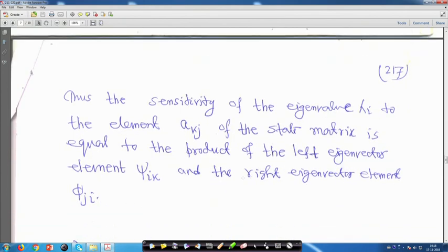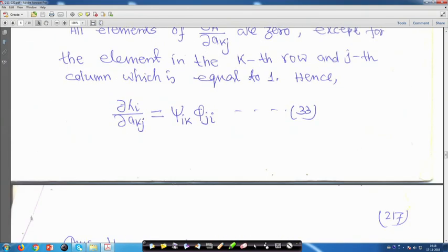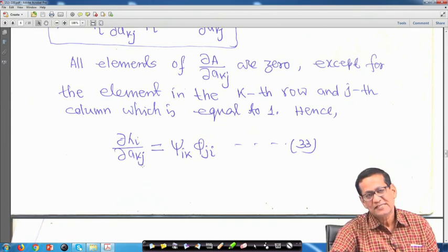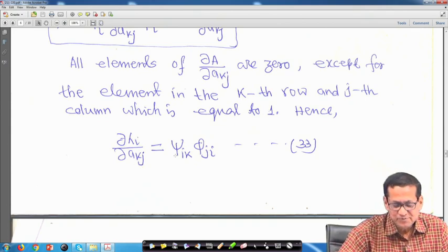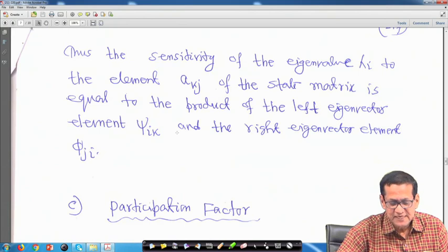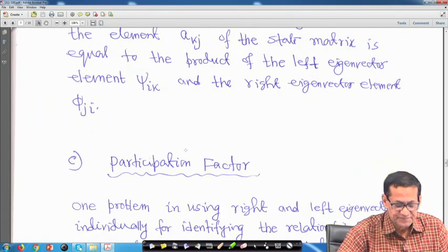Thus, the sensitivity of the eigenvalue λ_i to the element A_kj of the state matrix is equal to the product of the left eigenvector element ψ_ik and the right eigenvector element φ_ji. So, that sensitivity of λ_i with respect to that element A_kj is basically the product of the left eigenvector and the right eigenvector, that is ψ_ik and φ_ji.